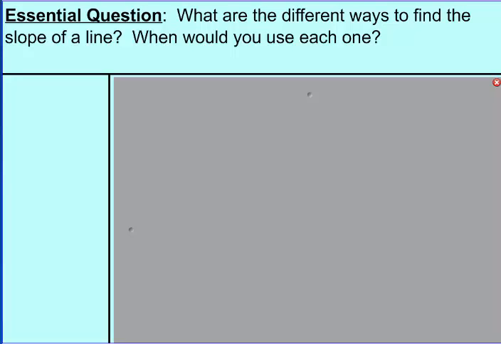Okay, the essential question for video 18. What are the different ways to find the slope of a line, and when would you use each one? So let's start by looking at the definition of slope of a line.